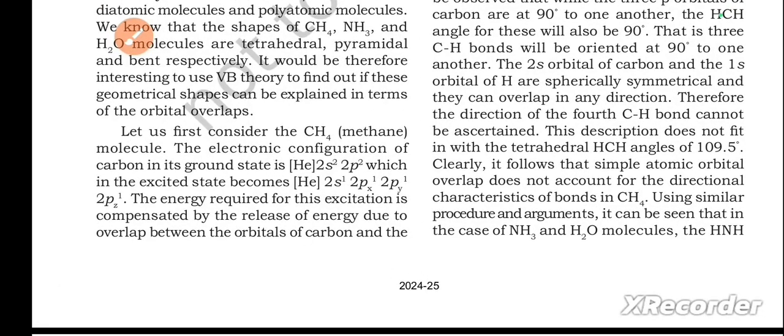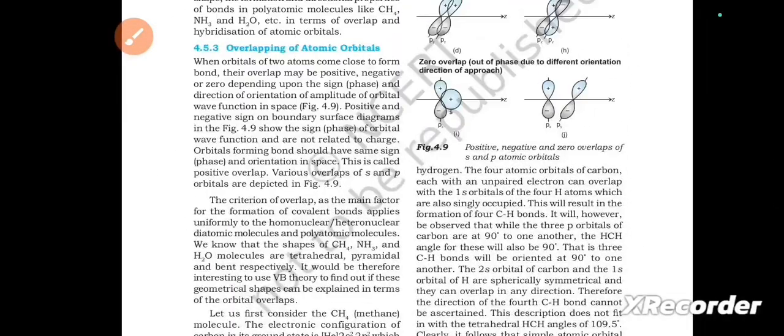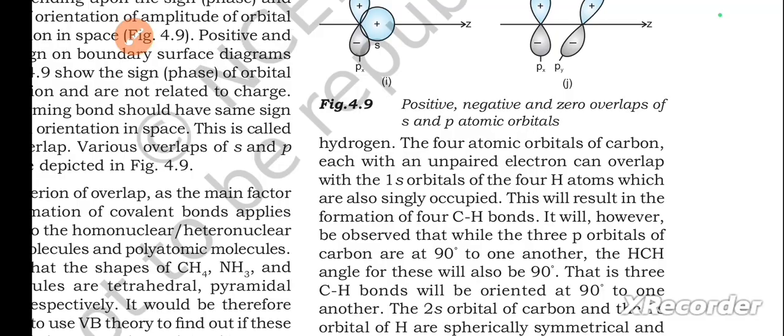Let us first consider the CH4 methane molecule. The electronic configuration of the carbon in its ground state is 2s2 2p2, which in the excited state becomes 2s1 2px1 2py1 2pz1. The energy required for this excitation is compensated by the release of energy due to overlap between the orbitals of carbon and the hydrogen. The four atomic orbitals of carbon, each with an unpaired electron, can overlap with the 1s orbitals of the four hydrogen atoms which are also singly occupied. This will result in the formation of four CH bonds.